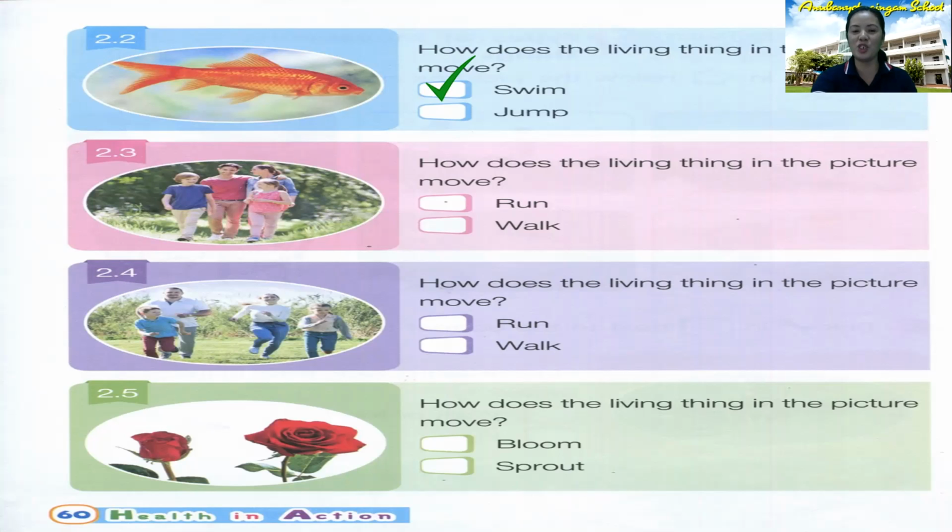Let's look at the next picture. How does the living thing in the picture move? Is it run or walk? Are they running or walking? Great. So they are walking. Let's proceed to the next picture. How does the living thing in the picture move? Are they running or walking? Great. They are all running.